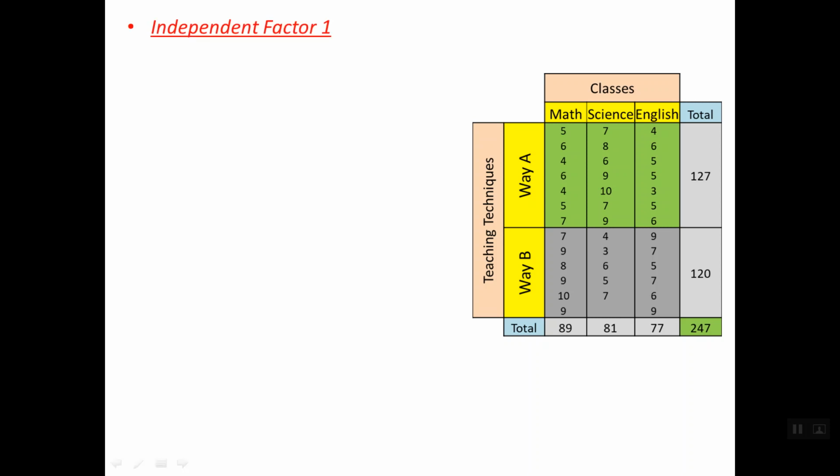First of all, we have two factors, two independent factors. The first one is the teaching techniques, or simply teaching ways. We have A and B. So the independent factor, the first one is the teaching techniques, and the number of levels for this factor is 2. So we can consider the way A to be A1, and simply we can consider way B to be A2.